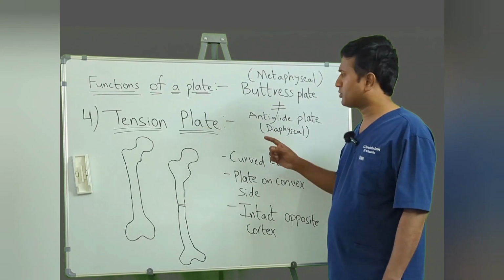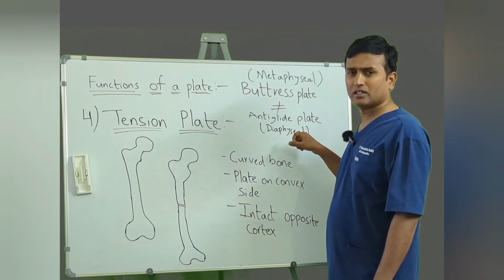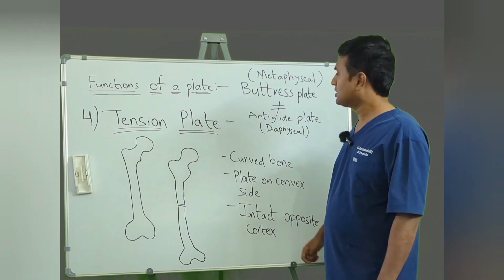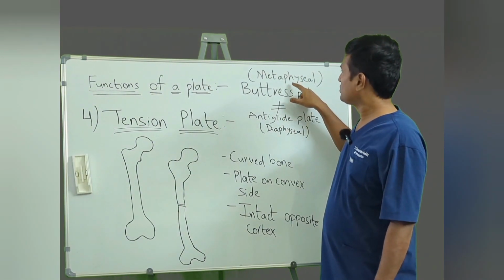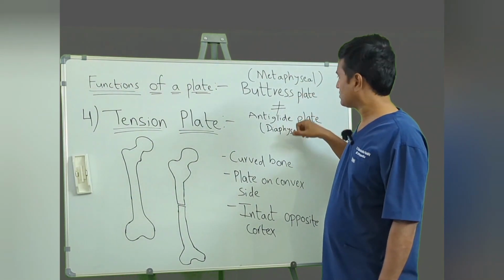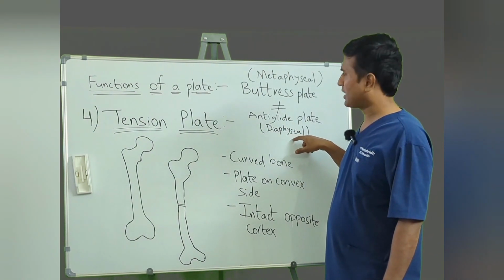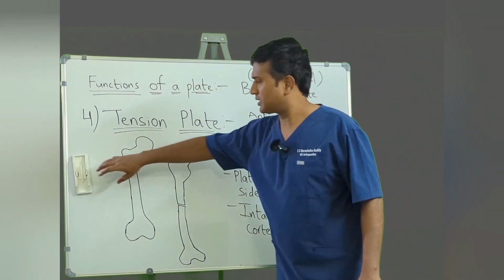So friends, before going to the tension plate, we will discuss the anti-glide plate. What is the difference between an anti-glide plate and a buttress plate? It is almost similar, but a buttress plate is usually used in metaphyseal fractures and an anti-glide plate is usually used in diaphyseal fractures. So now we are going to discuss the tension plate.